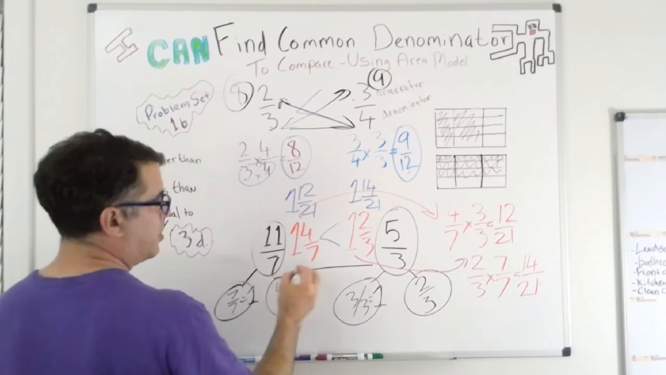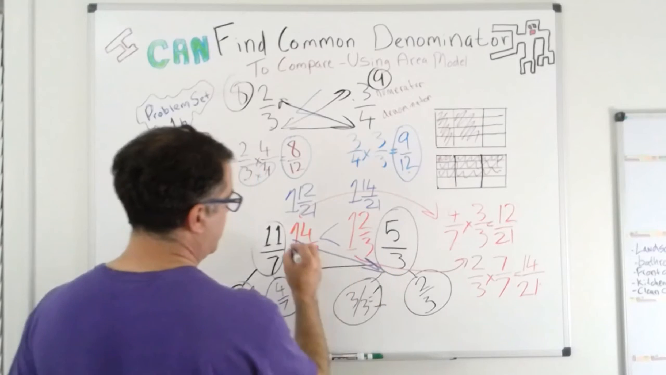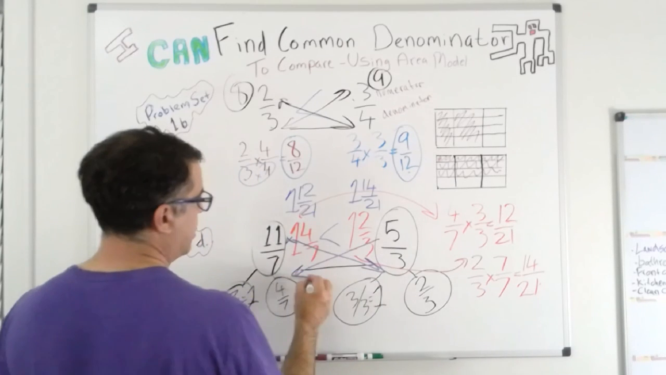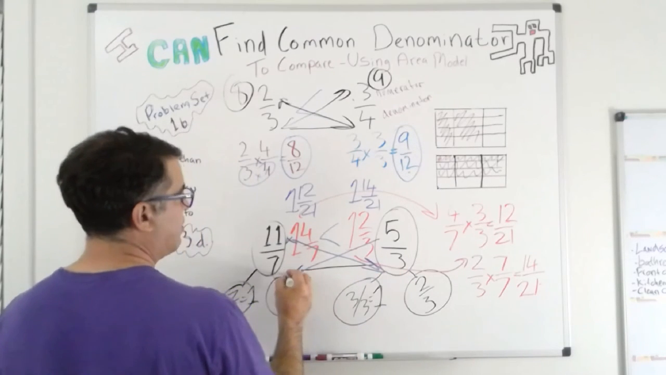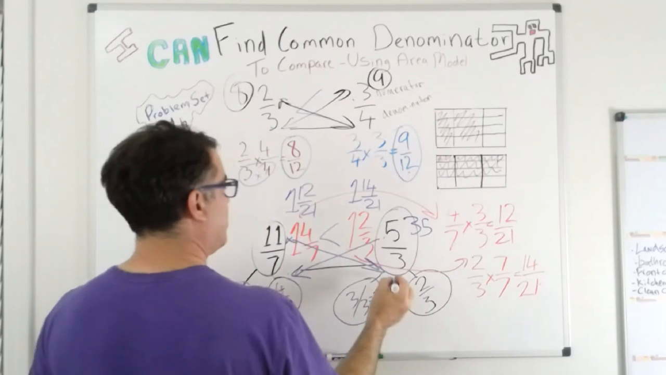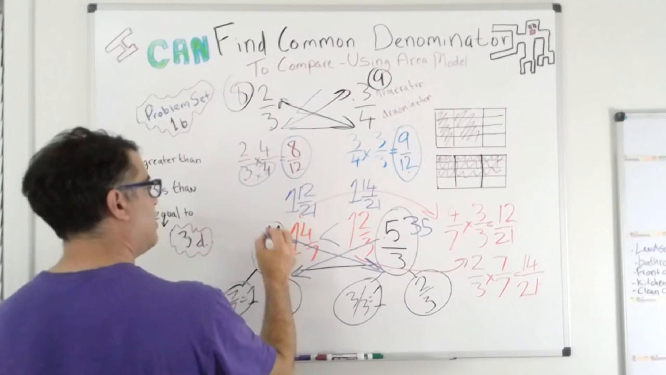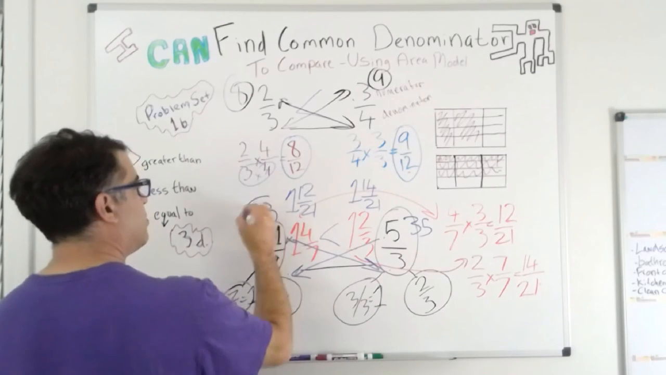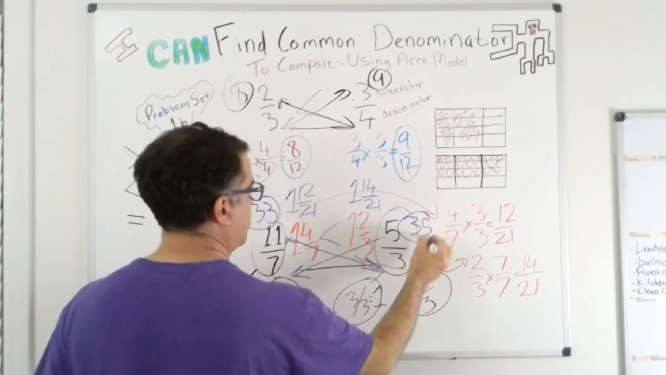Now we could also cross multiply. What happens when we cross multiply? We have 7 times 5, that's 35, and then we have 3 times 11, that's 33. So 33 is also smaller than 35.